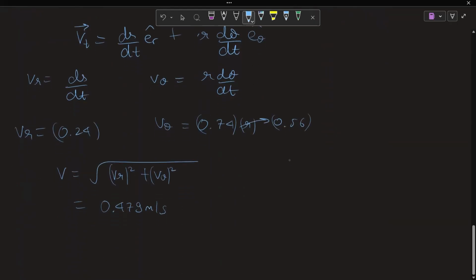And now the task that I'm giving you is to find the magnitude of acceleration. That will come out as 0.601 meter per second square. You can use a calculator for now, but try to do it yourself. That will speed up your calculations. That's it for this question.